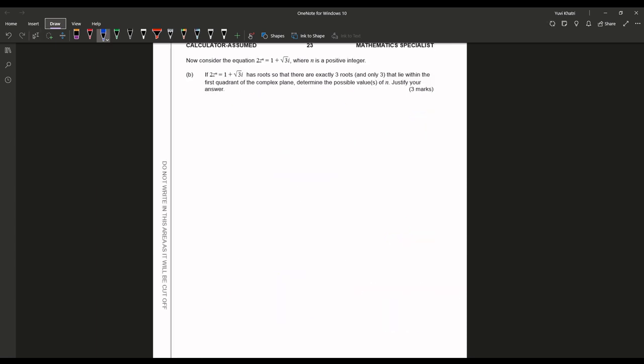Now comes the hardest question in the exam, part B. Now consider the equation 2z to the n equals 1 plus root 3i, where n is a positive integer. This is important. B. If 2z to the n equals 1 plus root 3i has roots so that there are exactly 3 roots, and only 3 that lie within the first quadrant of the complex plane, determine the possible values of n.